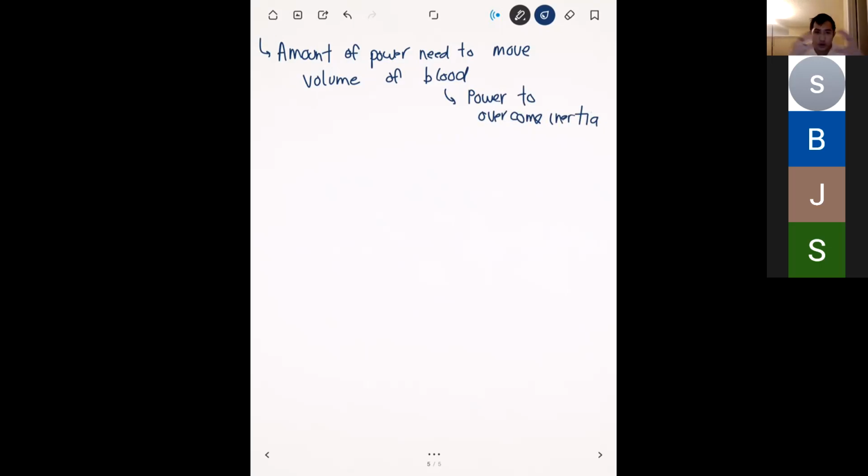Because, like we mentioned, if you increase the radius of your blood vessel, you're just going to increase the amount of blood that's there. So if you have a higher volume, you're going to have a higher amount of inertia. We'll call this W dot inertia. I'm not going to go through a lengthy derivation here. All we're going to assume is that the amount of power is proportional to the volume.